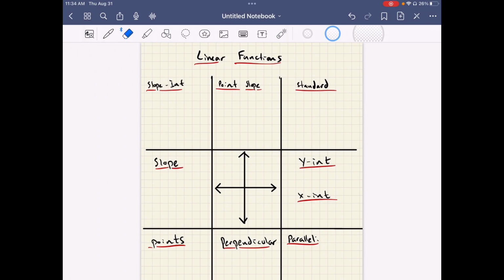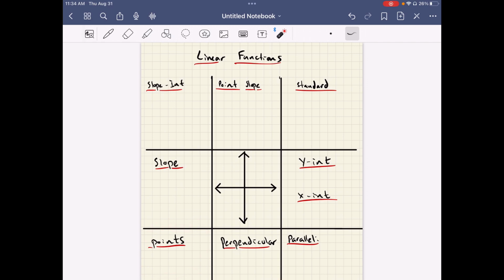In this video, we're going to attempt to cover most things linear functions. As you can see, we have a lot of stuff here. We have all the different various forms. We're going to talk about how to find slope and x and y intercept, how to graph it, how to find parallel and perpendicular lines, and then also how to find points that go along with those.